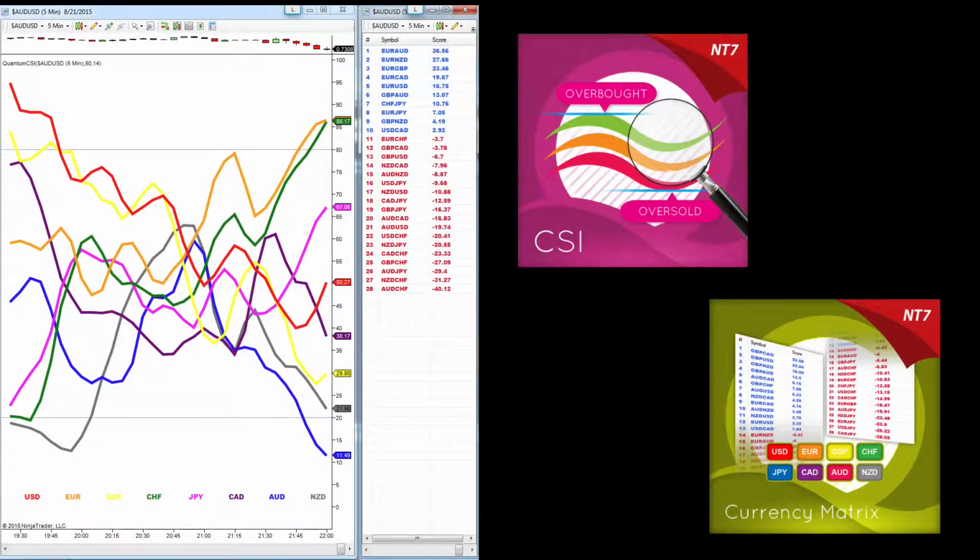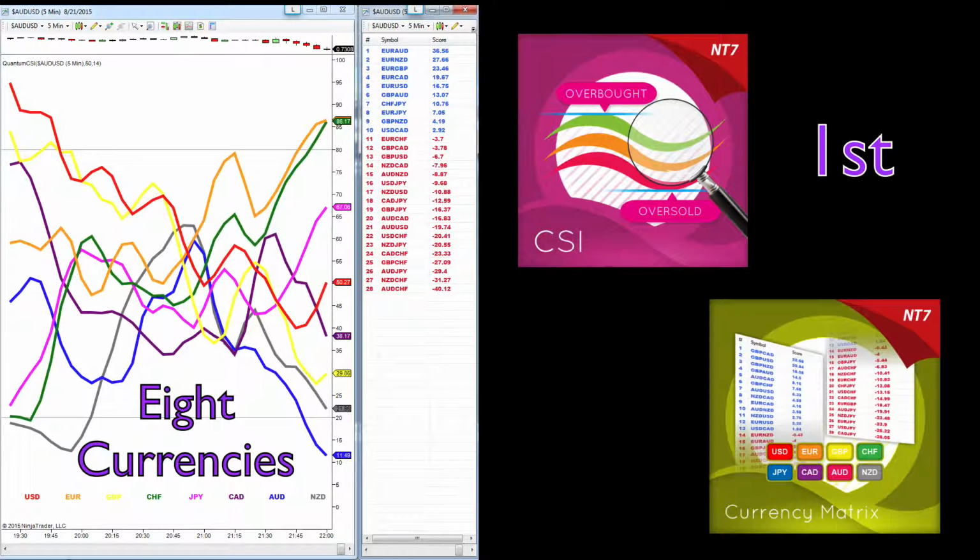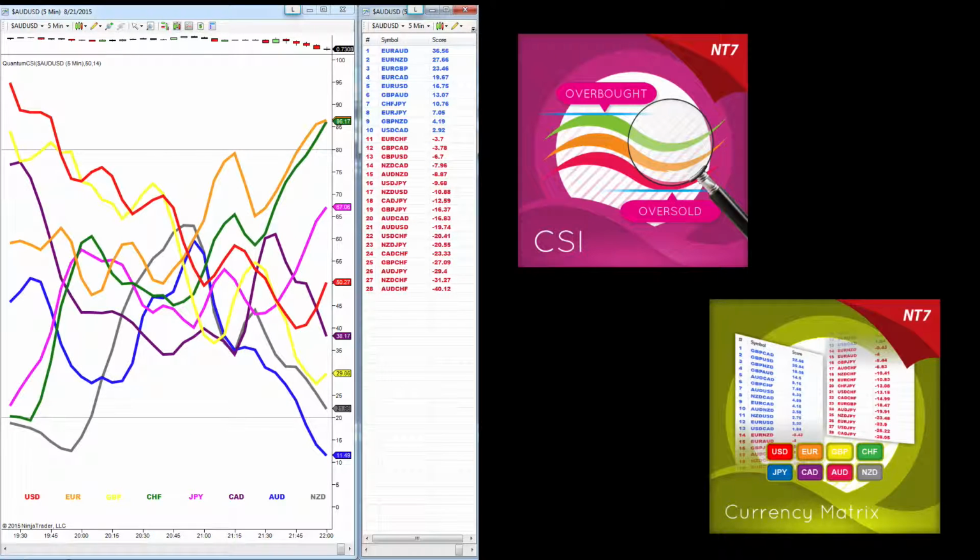The quantum currency strength indicator and the quantum currency matrix are the perfect combination. The first gives you the heads up on the individual currencies. The second then completes the picture, giving you a three-dimensional view across the 28 currency pairs themselves. Together, they allow you to assess the probable risk on each and every trade instantly, giving you the tools to trade every pair with complete confidence.